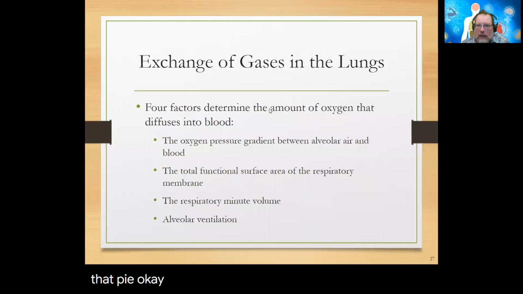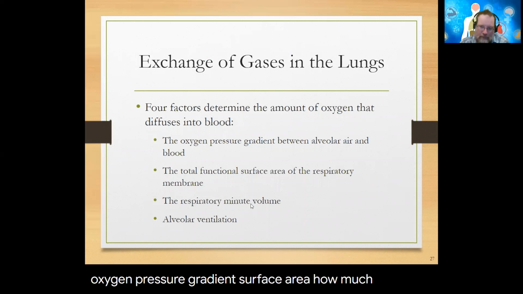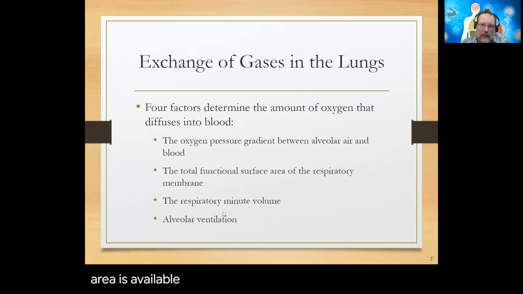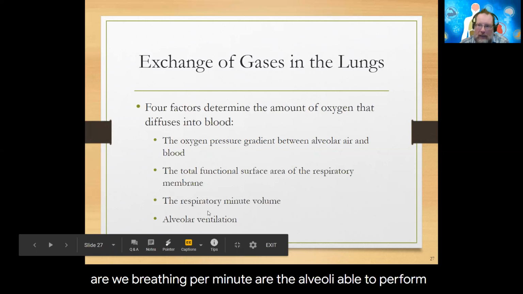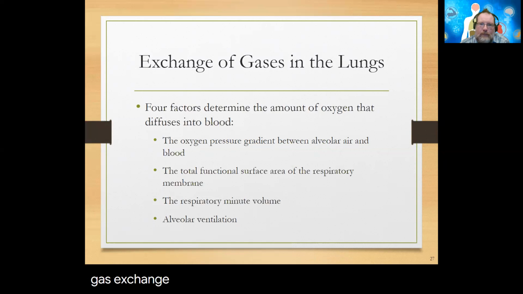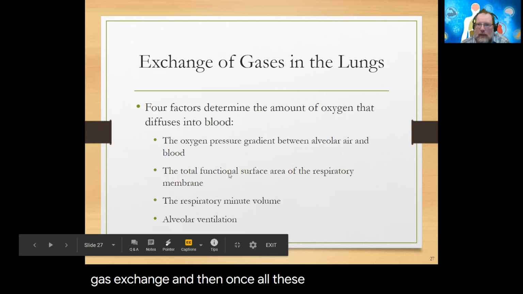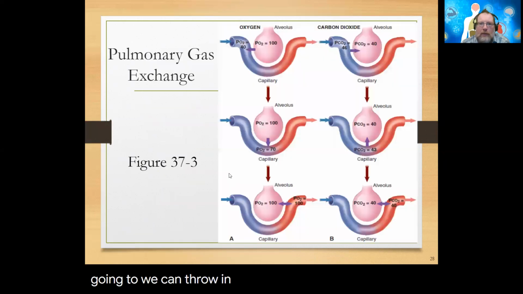And we've already discussed exchange of gas. Again, oxygen pressure gradient, surface area, how much surface area is available to distribute the oxygen. How many times are we breathing per minute? Are the alveoli able to perform gas exchange? Okay. And then once all these add up, then we can throw in perfusion too. How much blood is able to get to the alveoli of the lungs?